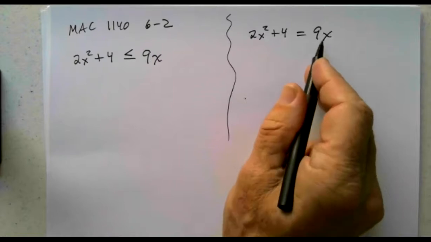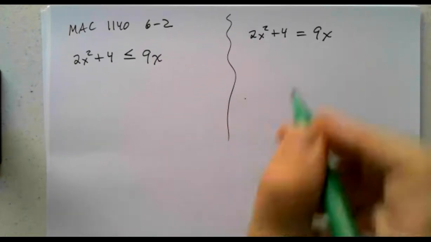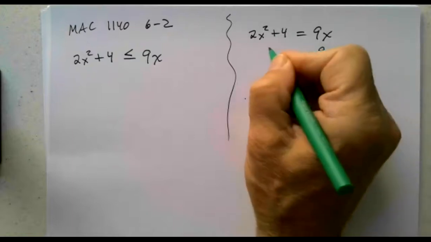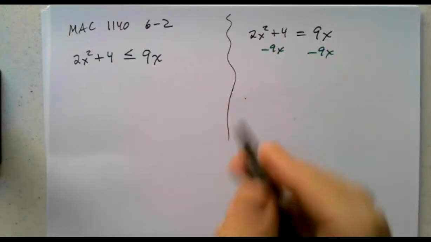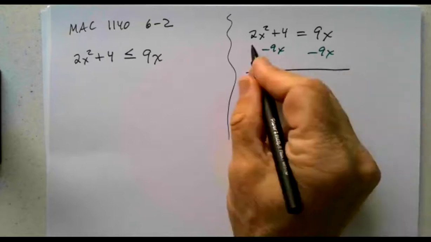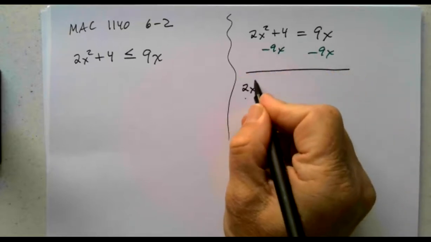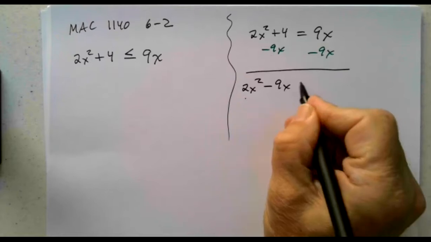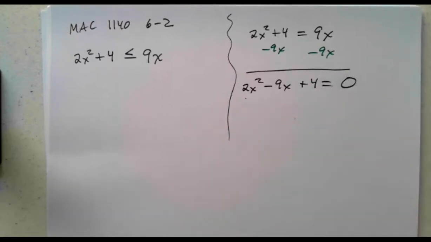So I want to have a 0 on one side. So I'm going to subtract 9x from both sides. Subtract 9x on this side, subtract 9x on this side. The right side is 0, of course. The left side, 2x squared plus 4 minus 9x, but I'm going to write it as 2x squared minus 9x plus 4 equals 0.